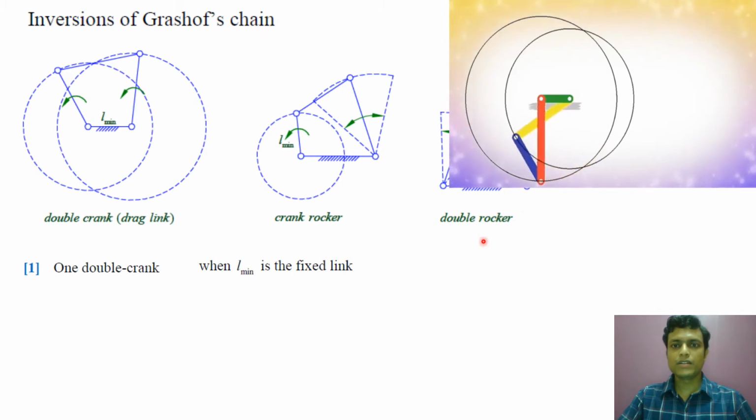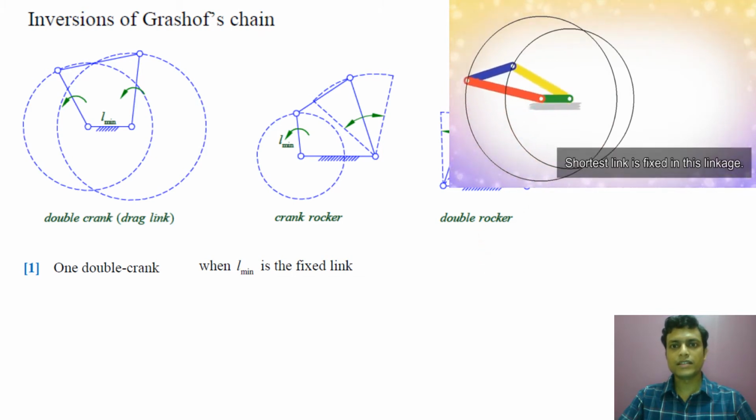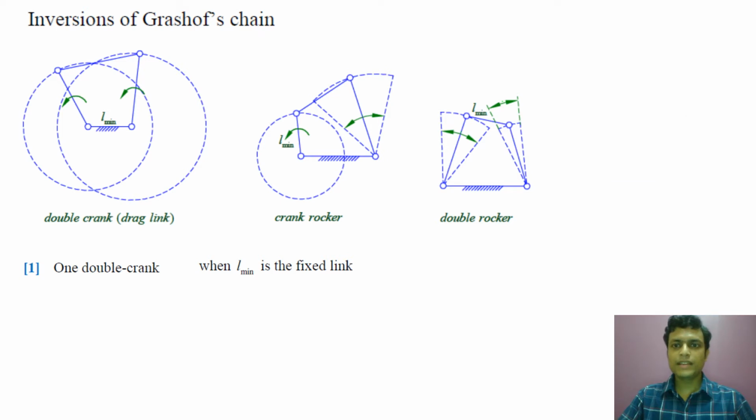So both of them can complete a rotation of 360 degrees. Now let me explain the reason why it can make a complete rotation. Because previously we have taken the information that the shortest link can make a complete rotation with respect to all other links. So all other links also can make a complete rotation with respect to the shortest link.